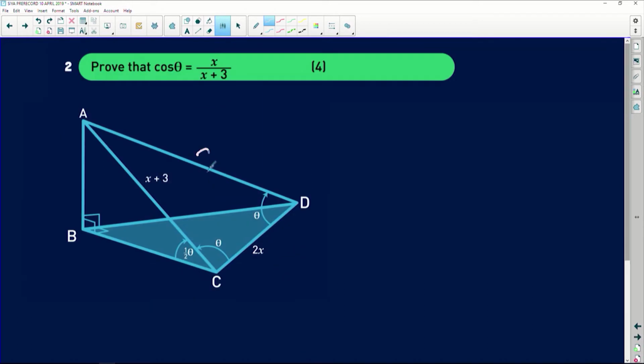Going to the next question, remember we have this as x plus 3. We have this as 180 degrees minus 2 theta. From there, let's look at what the other question wants us to do. They say, prove that cos of theta is equal to x plus 3. To prove that, we're going to use the sine rule. Remember, you can choose between sine rule and cosine rule.